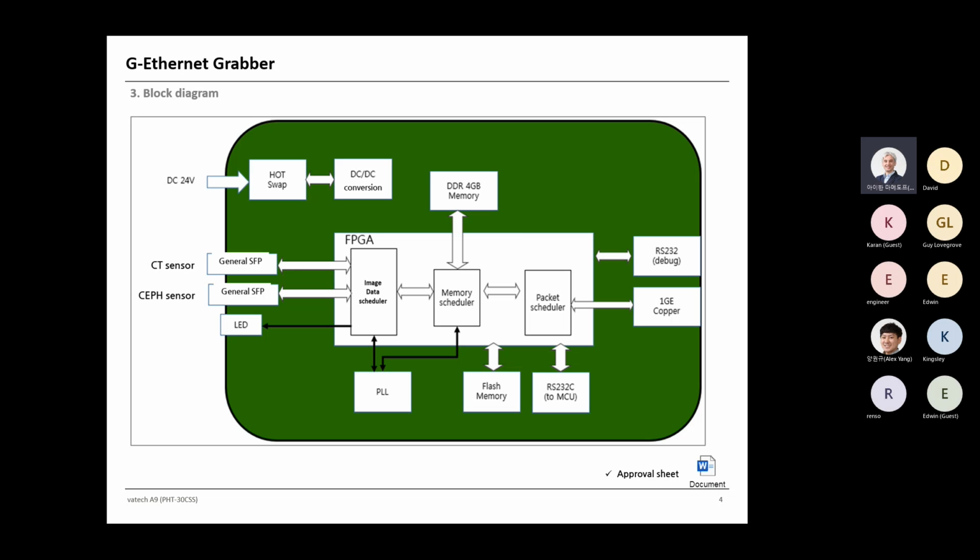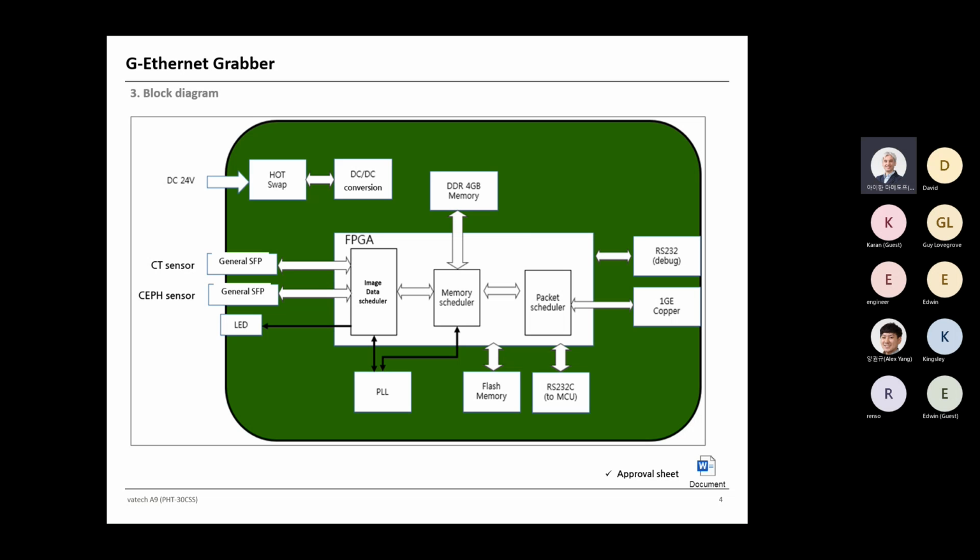So whenever you have the images from the CT sensor and CEF sensor, they usually come to the image data scheduler, and then they go to the memory scheduler. In this part, they are saved temporarily on this DDR 4 GB memory. Then they go to the packet scheduler, and then all this data is transmitted to the PC. So it's pretty much it.